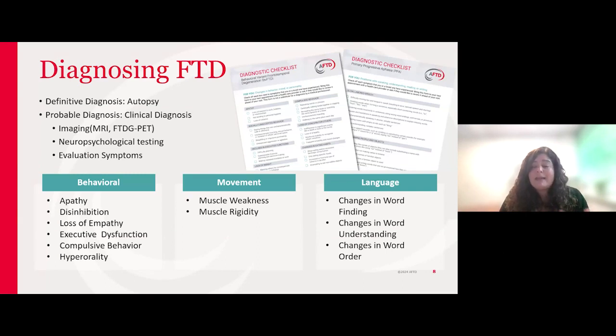The 6 most common behavioral symptoms we see, and I'm going to talk more about this in a little bit, are apathy, disinhibition, loss of empathy, executive dysfunction, compulsive behavior, and hyperorality. And then in language, we tend to see changes in word finding, changes in word understanding, and changes in word order. So when you're talking about somebody with FTD ALS, they can present with language changes, or they can present with behavioral changes that are evidenced within this diagnosis.